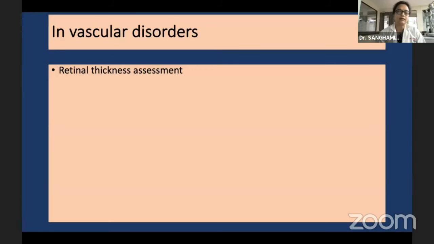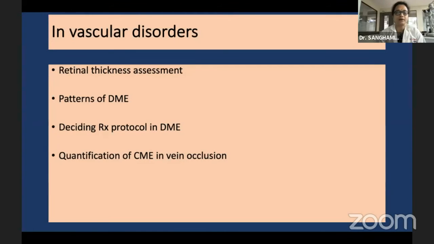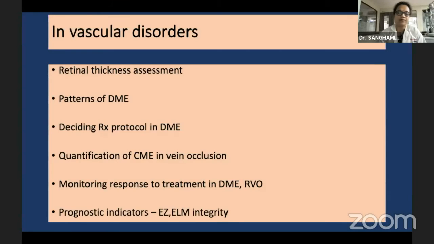In case of vascular disorder, it helps us in assessment of the retinal thickness. It helps us in quantifying the patterns of the EME. There's an OCT classification for diabetic macular edema, deciding treatment protocol in DME, quantification of cystoid macular edema in venous occlusion, monitoring response to treatment in diabetic macular edema and RVO, and prognosticating indicator as in the ELM integrity and all.